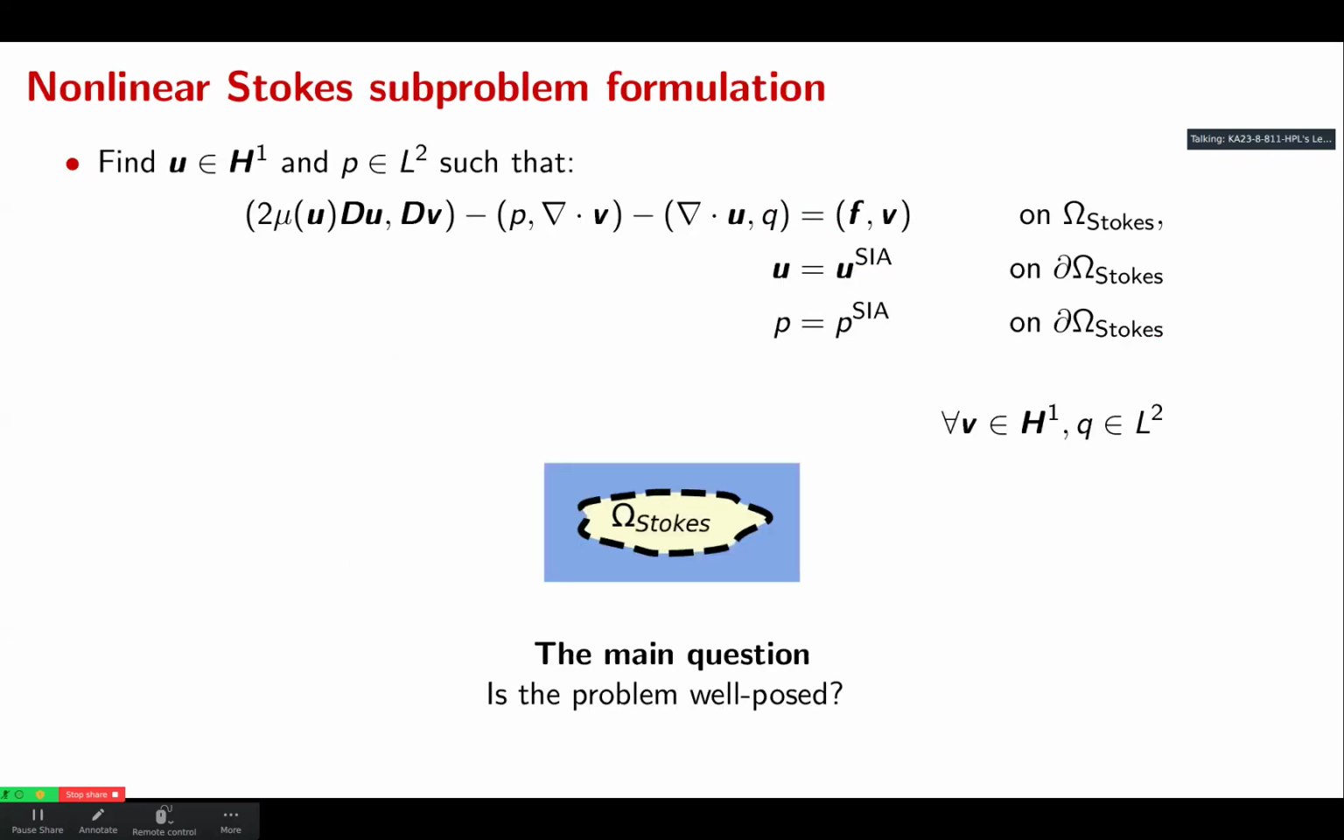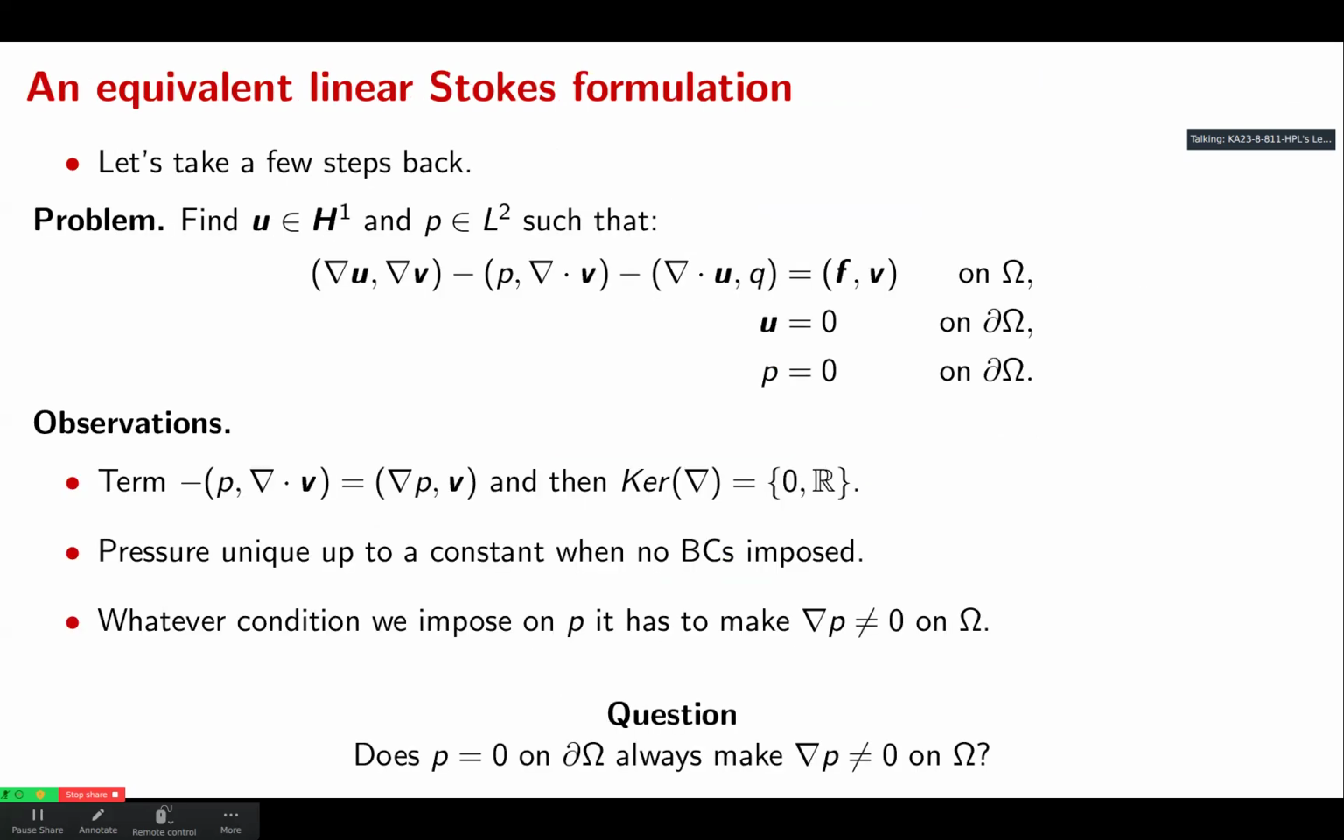So the sub-problem formulation, the Stokes one, is the following. We are looking for the velocity in H1 and p in L2 such that this holds, as I said, with the shallow ice approximation velocities and pressure. And the main question is, is that problem well posed if you do it like that? But let's take a few steps back first.